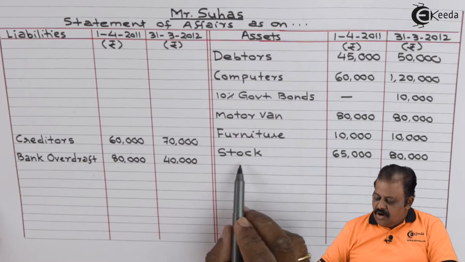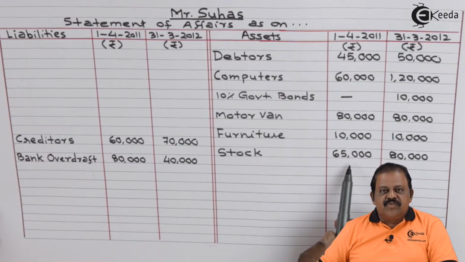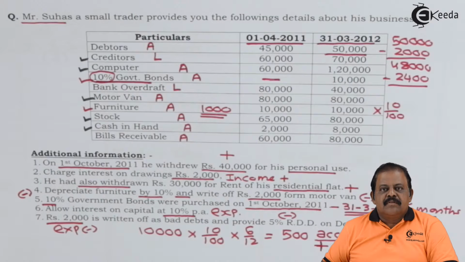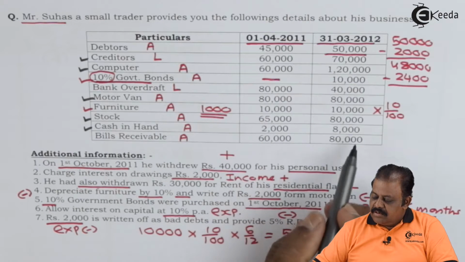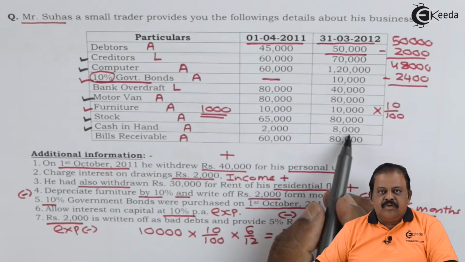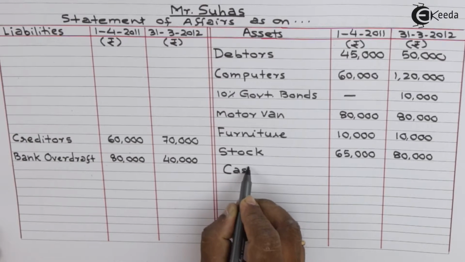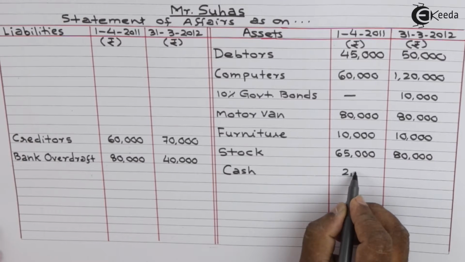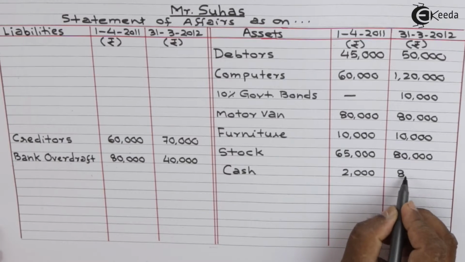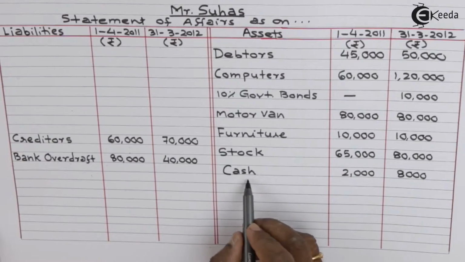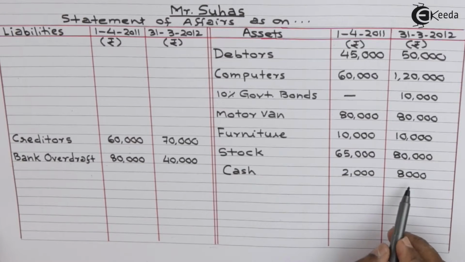Asset side, stock, opening 65,000, closing 80,000. Next, cash in hand, opening 2,000, closing 8,000. Asset side, cash, opening 2,000, closing 8,000.